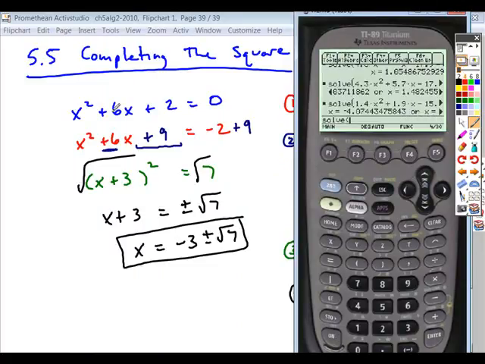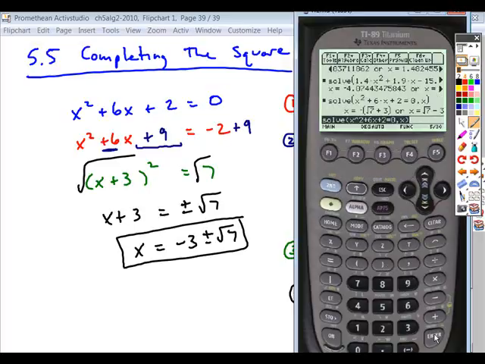If we solve, type the equation in exactly as it appears: x squared plus 6x plus 2 is equal to 0, comma x, to let your calculator know what we're solving for. Hit enter, and we get the same answer. Negative root 7 plus 3 is the negative 3 minus root 7, and root 7 minus 3 is the negative 3 plus root 7. So you get your answer and you can confirm that you got it the right way here.